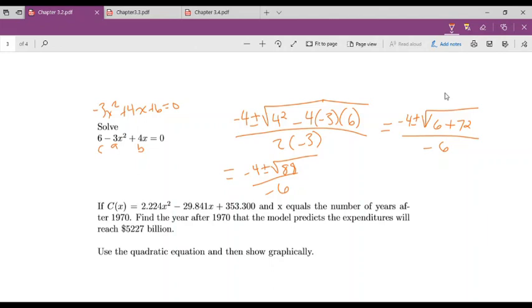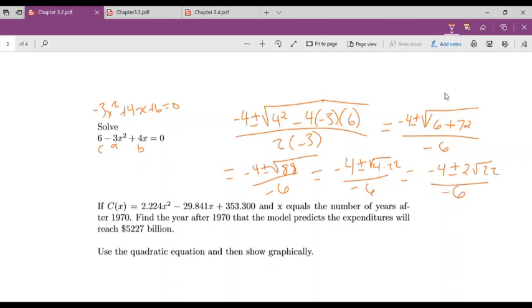So let's go ahead and pull that out. So what we're looking at here is negative 4 plus or minus, if we pulled that 4 out, and I'll go ahead and do the extra step, 4 times 22 over negative 6. So if I take the square root of that 4, what I get is 2 square root 22, all over negative 6.